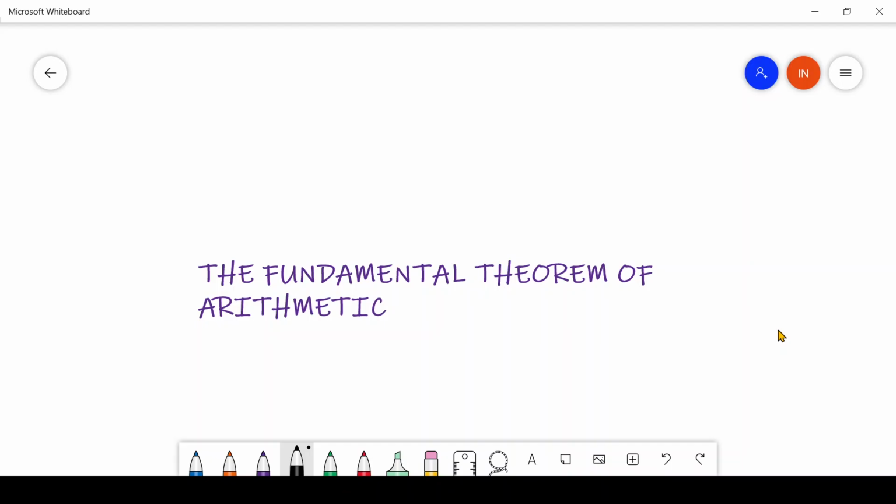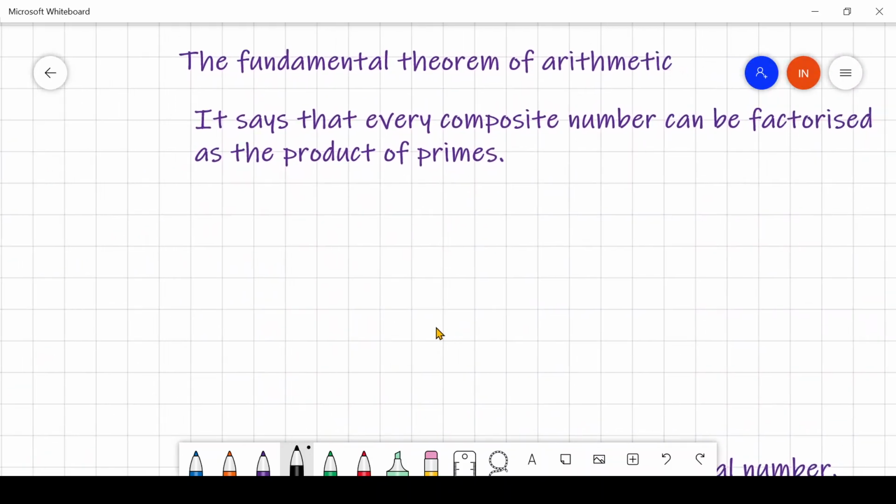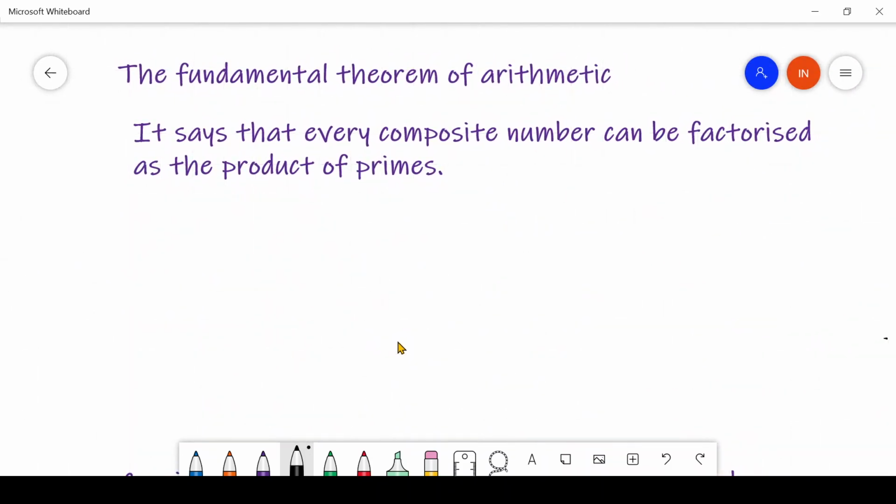Today let me explain to you the fundamental theorem of arithmetic. As the name suggests, it is the basic theorem of arithmetic. So what does this theorem say? It says that every composite number can be factorized as a product of primes.